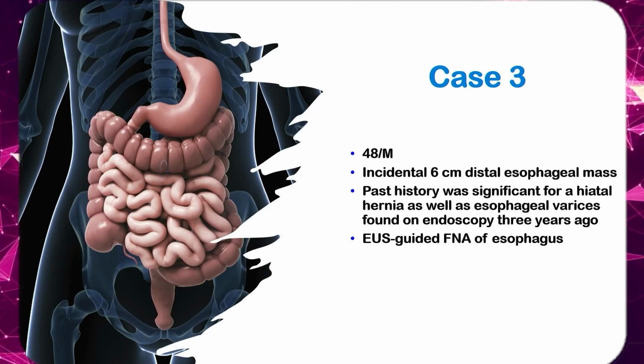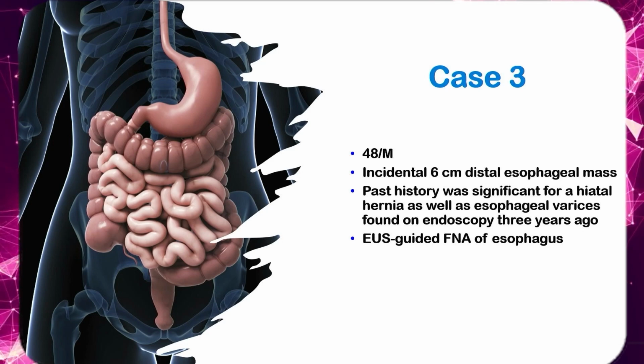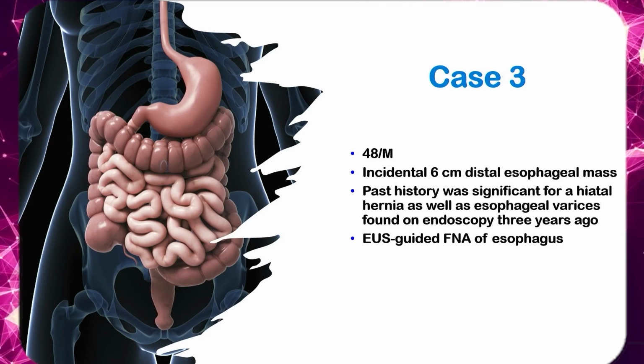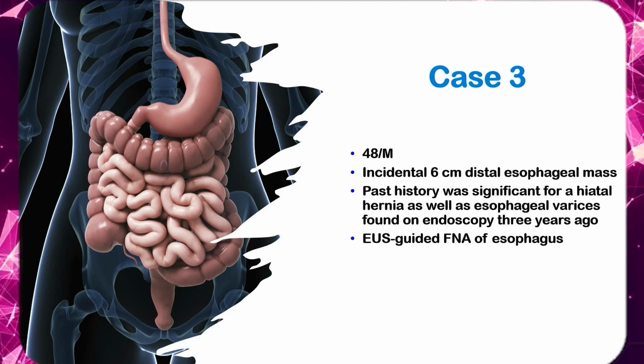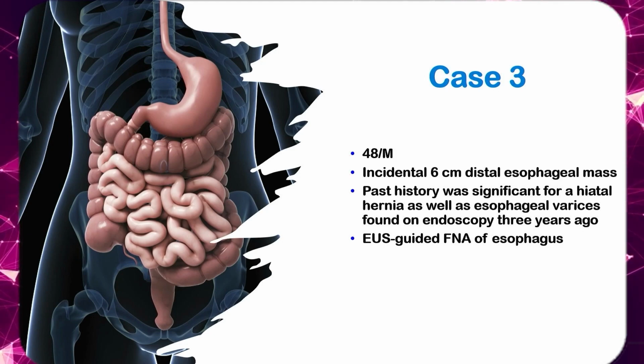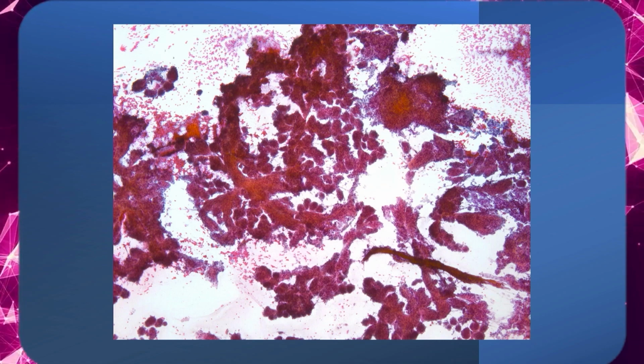So this is the next case, a 48-year-old man with an incidental 6 centimeter distal esophageal mass. Past history was significant for a hiatal hernia as well as varices found on endoscopy in the esophagus 3 years before this. Now you're looking at an EUS guided FNA of the esophagus. You can look at the amount of cells, the type of cells, the architecture. Lower magnification gives you a beautiful illustration of the architecture, whether it's nested, papillary, trabecular, glandular.